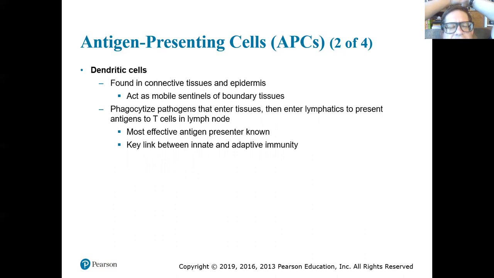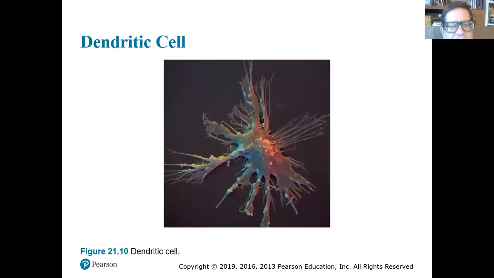These dendritic cells can phagocytize pathogens that get into the tissues. They can go into the lymph nodes through the lymph vessels, and present those antigens or antigen fragments to the T cells in the lymph node. These dendritic cells are the most effective antigen presenter that we know about, and they are the key link between adaptive and innate immunities. So good to know that dendritic cells are the most effective antigen presenter.